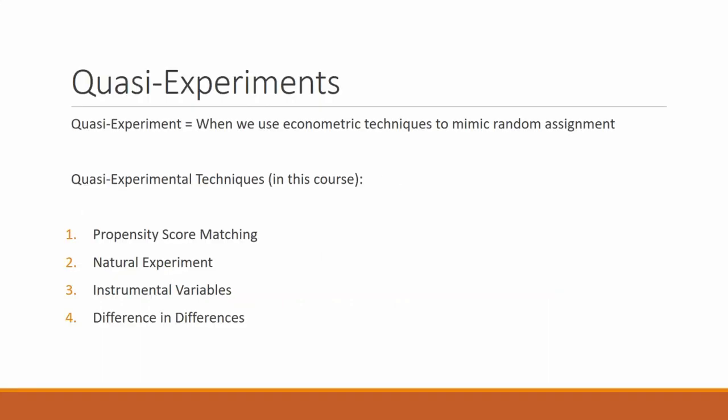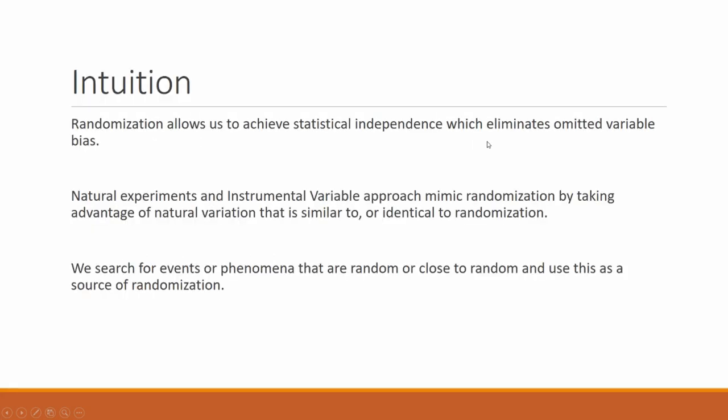So again, just as a reminder, when we don't have a randomly assigned variable, what we are often going to use is a quasi-experimental method. A quasi-experimental method is where we use econometrics and other techniques to try to mimic randomization or to mimic random assignment. In this course, I talk about a couple of these techniques. The first was propensity score matching, which we went over in the last lecture. Today, we're going to talk about natural experiments and instrumental variables. And then in a couple of weeks, we'll talk about difference in differences. Okay, so let's do a little bit of intuition on these two methods and then go into them separately.